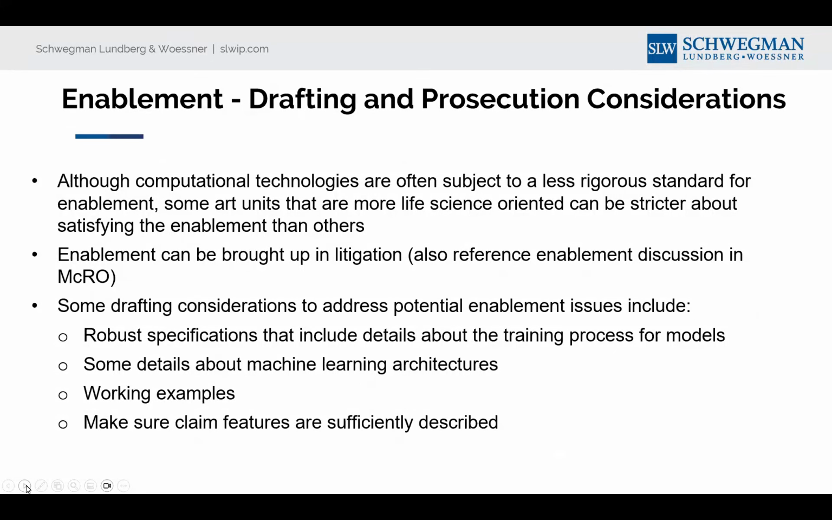So here are some guidelines that we talked a bit about before. Enablement can come up in litigation. Some drafting considerations, again: robust specifications, talk about how the models are trained. It's important to include details about the machine learning architectures themselves. Working examples can be really helpful in making sure that the claim features are sufficiently described, and not just relying on things that are easy to say are conventional or typical, and that you're not claiming. You want your claim features to be sufficiently described, including how they're operating and how the data is being processed with them.